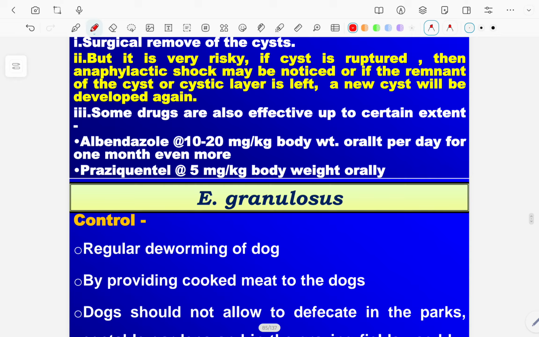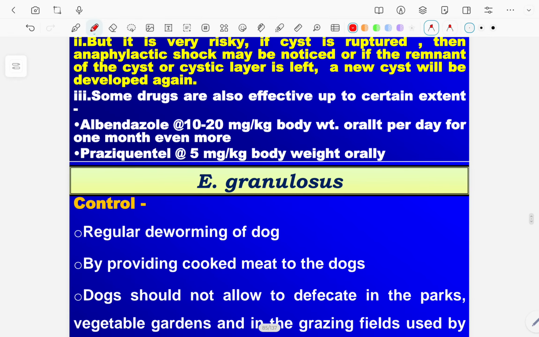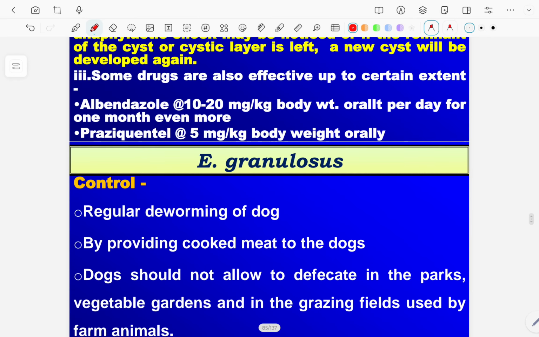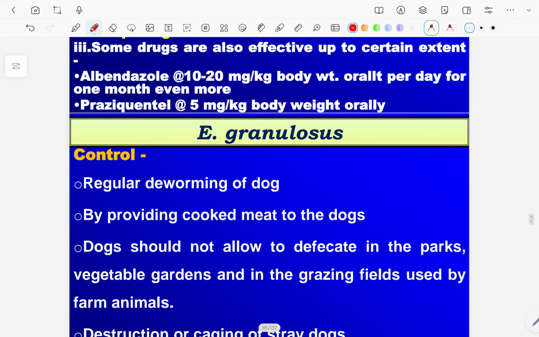Some drugs are also effective up to a certain extent. Albendazole 10 to 20 mg per kg body weight orally per day for 1 month, or even more. Praziquantel 5 mg per kg body weight orally.